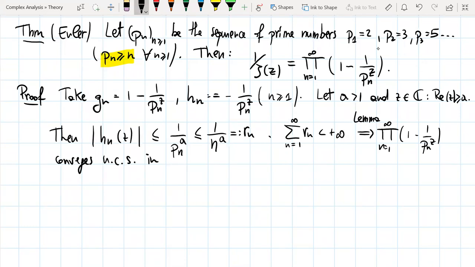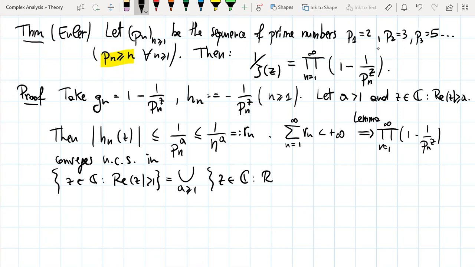in which region, the region where z has a real part bigger than 1, which we call just the union for a bigger or equal than 1 of these regions. Okay, so this infinite product then is defined exactly in the domain of definition of zeta.